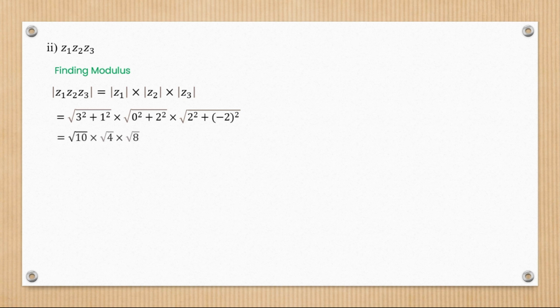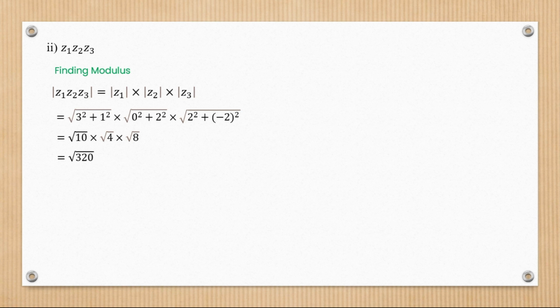So finding the modulus, we know that the modulus of Z1 Z2 Z3 is the same as multiplying all their individual moduli. The individual moduli can be found like that. Then we have root of 10 times root of 4 times root of 8. Then we know that that is the same as root of 20. So all of them come to root of 20.